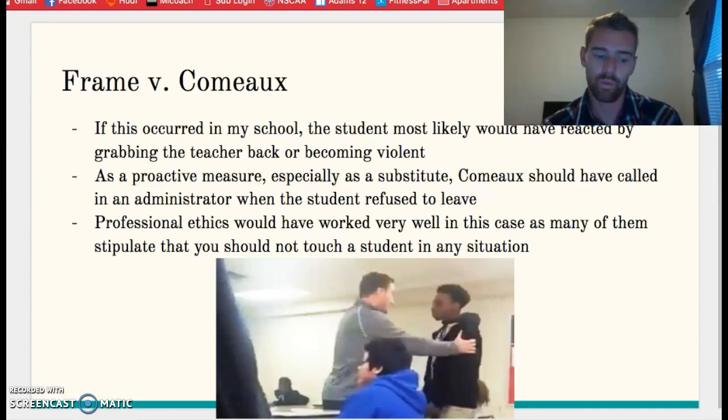So when this came to court, the court actually ruled in favor of the teacher. They said that she used a proper level of force that wasn't threatening in order to de-escalate the situation, basically.